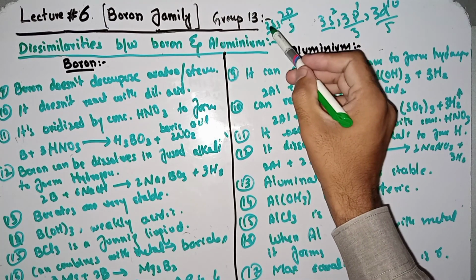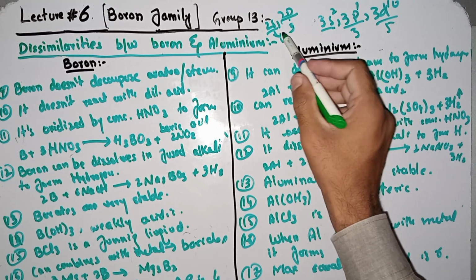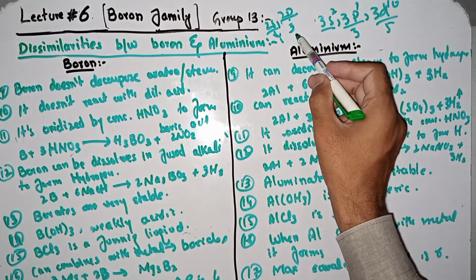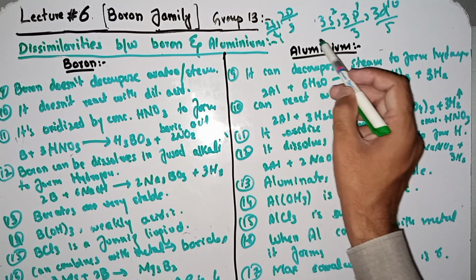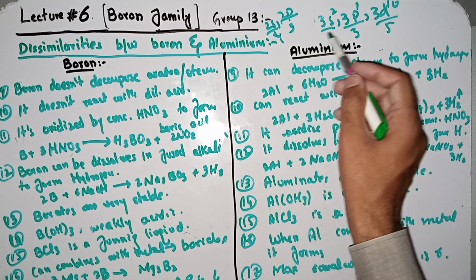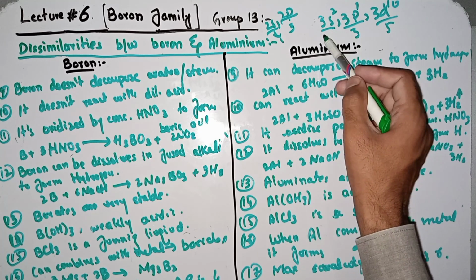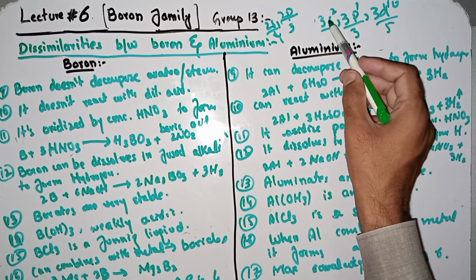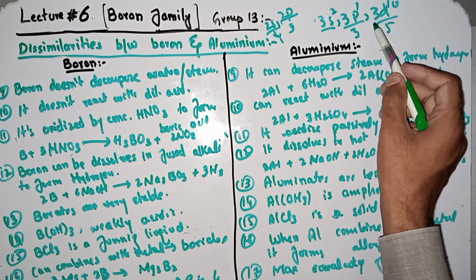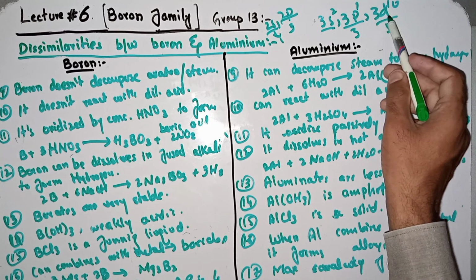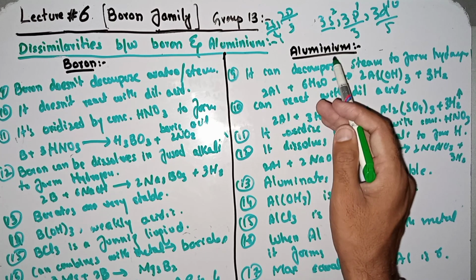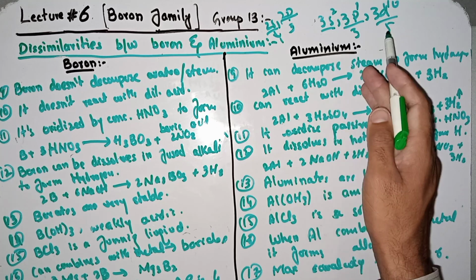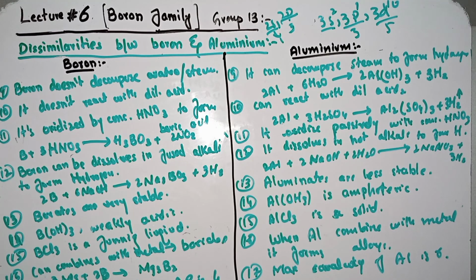The 2s is 1 orbital and 2p has 3 degenerate orbitals, so in total there are 4 orbitals in the valence shell of boron. But in aluminum, there is 1 orbital of 3s, 3 degenerate orbitals of 3p, and 5 degenerate orbitals of 3d. So there are more than 4 orbitals in the valence shell, and that's why aluminum has more covalency as compared to boron. I hope all these points are clear.